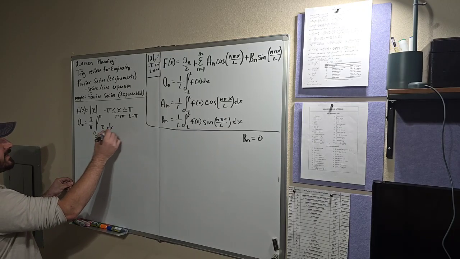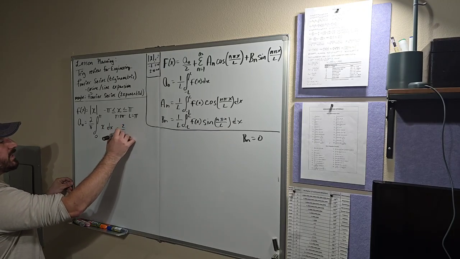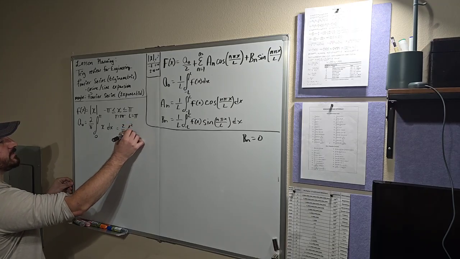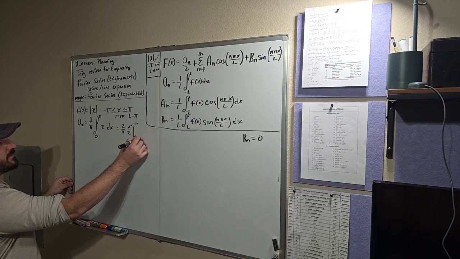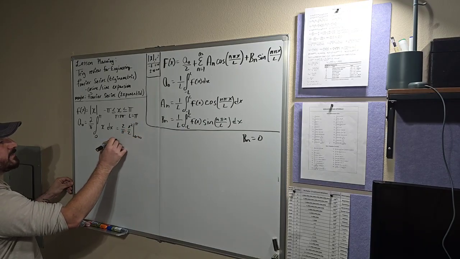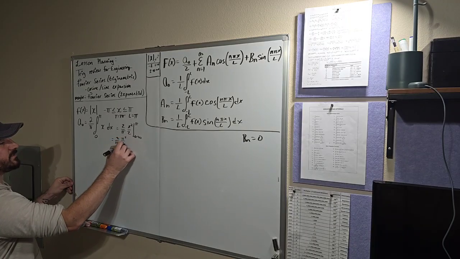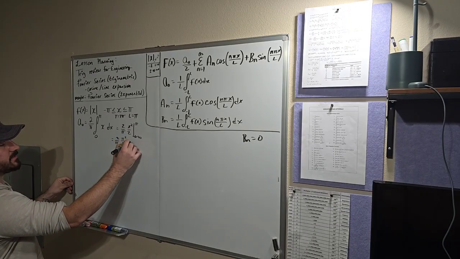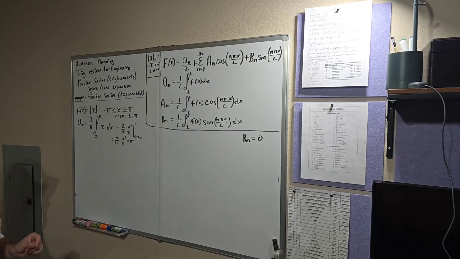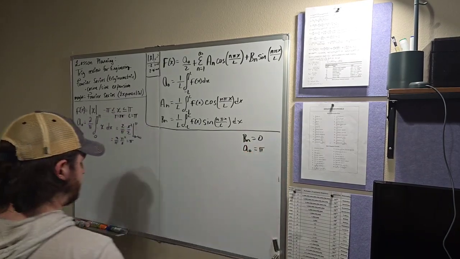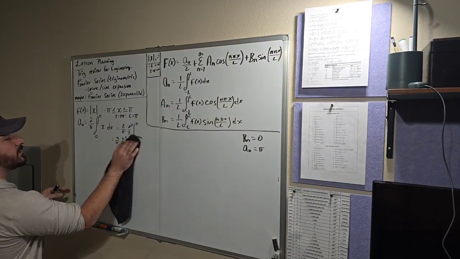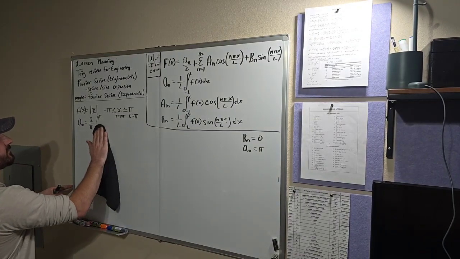And so now we just have 2 over pi, x squared over 2, evaluated from 0 to pi. X squared evaluated at 0 is just 0, and then this is pi, so now we have 2 over pi times pi squared over 2, which is just pi. So that worked out really nicely. So a sub 0 is pi. Now we're going to do the slightly more difficult a of n.